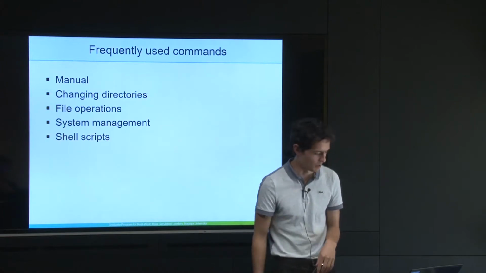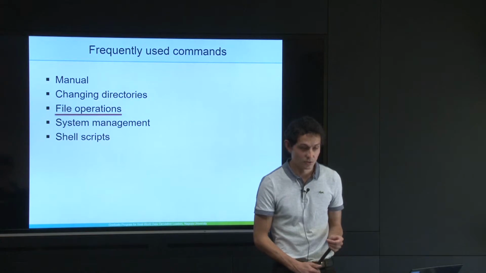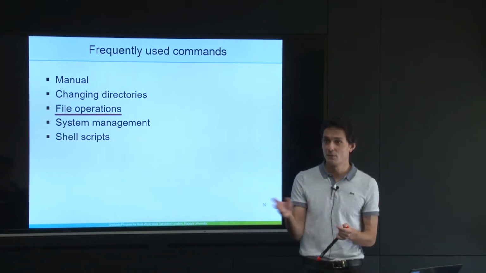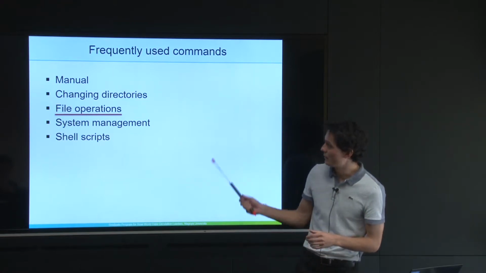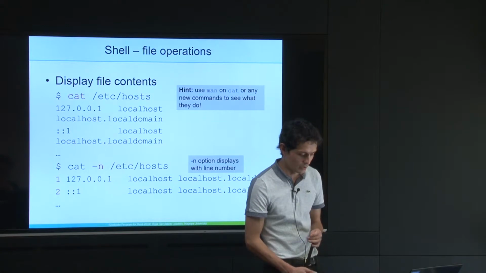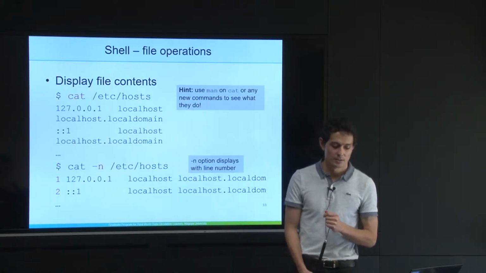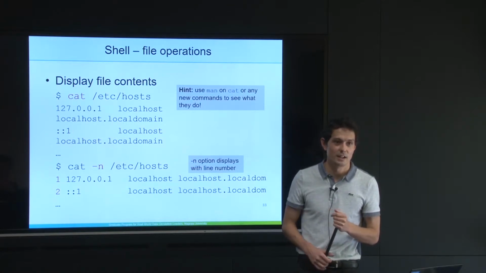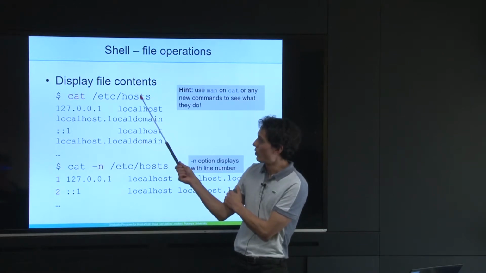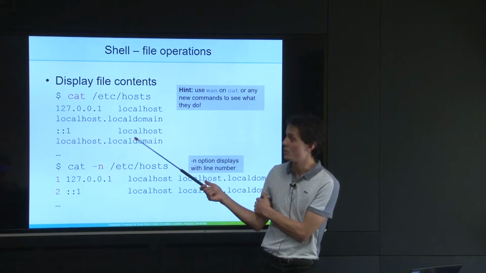Okay, we should probably keep going. Next of all, we're going to look at file operations. So we've been looking at folders and how to move in and out of folders, make new folders. Now we're going to look at files. So first of all, let's go back to the cat command. So this just shows the contents of the file. There's a file in this location called hosts, and this lists the hosts used by this computer.